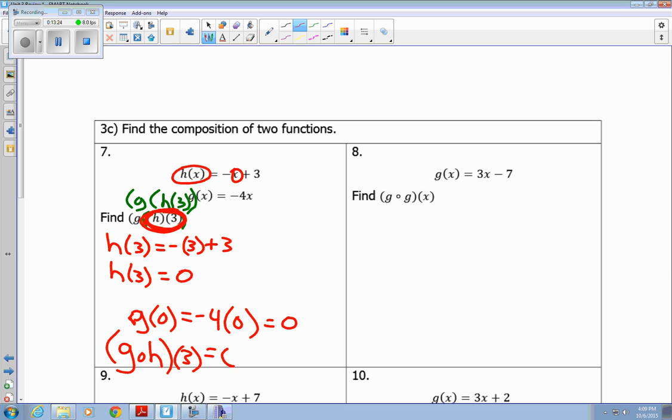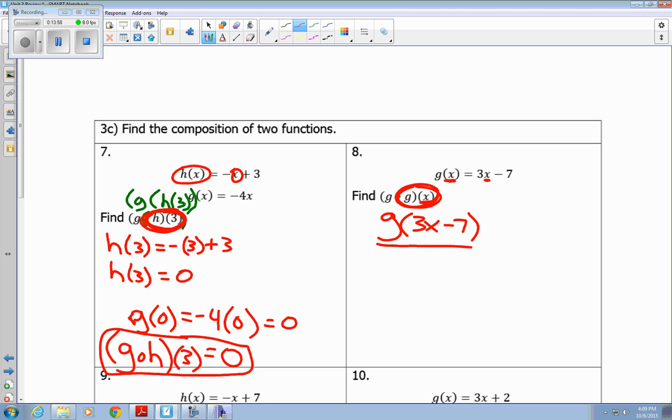Number 8, we're not as fortunate, we don't have a number. So we have x going into the g function, so it's g of x first. I already have g of x, and x is going into the g, it's already x, so we don't do anything with that. We need to take that, and what g of x equals is 3x minus 7. Typically this is g of x, now it's g of 3x minus 7.